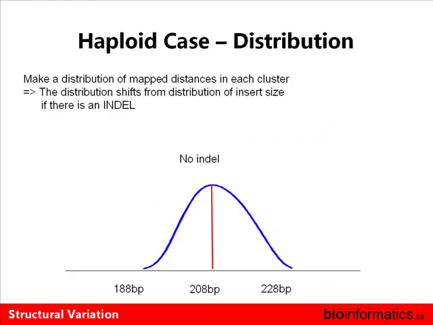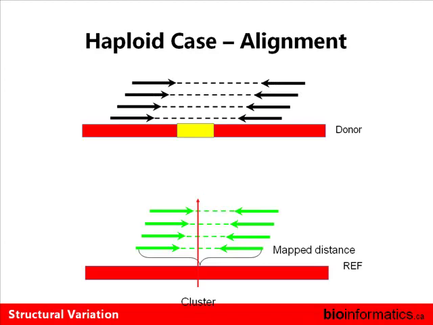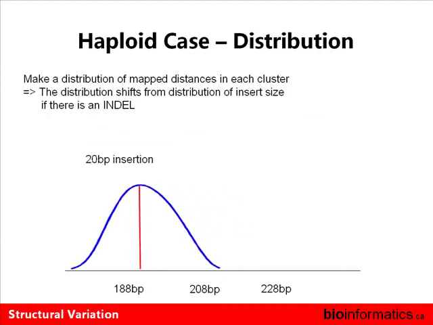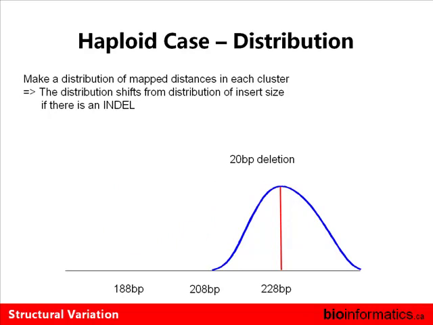Well, what will happen if this area does not have an indel? You expect to see some observed distribution of insert sizes. And if, in fact, this area has no indel, the distribution which you observe should be equal to the expected. Your whole distributions should match. What if there is a 20 base pair insertion? Your whole distribution should shift. And if there's a 20 base pair deletion, the distribution will shift in another direction.